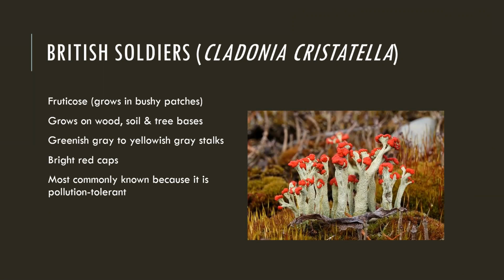So these are really tiny too. They're only going to be, I think, like 10 or so millimeters. Little tiny guys. To distinguish these from the next guy, the trunks that they're on are multi-trunk. There's multi-branching going on, and there are multiple red caps on the trunks for these lichens. While the other guy, which I'll show you shortly, only has one trunk. This one has multiple. And British soldiers will grow on wood, soil, and at the bases of trees.